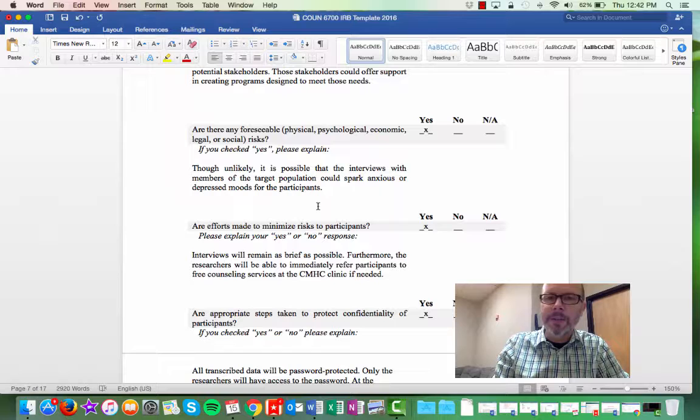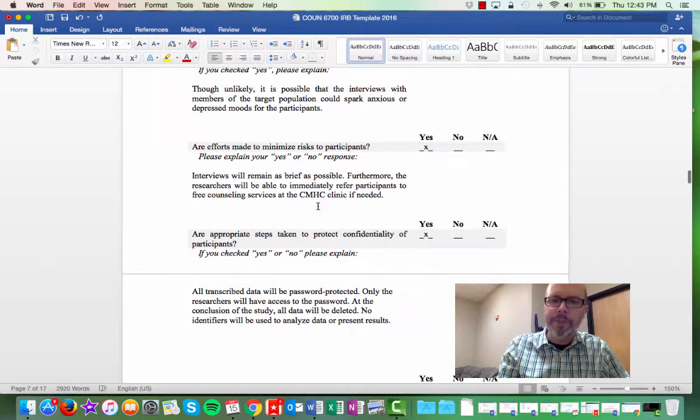Risks, again, you have to put this, and it's also in your consent form, which you can look at later. It's possible that when you interview people and ask them about their experiences, that it might spark some anxious or depressed moods for the participants. And so it's going to be important for you to have contact information for our counseling clinic. If someone really gets very upset about what it is that you're talking about and you feel like maybe they need some help, you can provide them with contact information. That's all that you would need to do, hopefully.